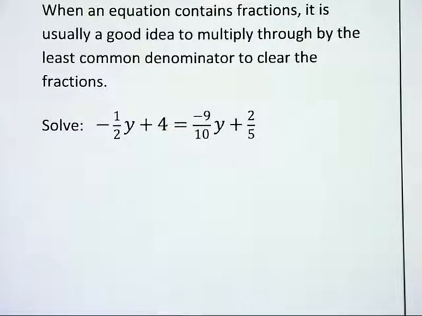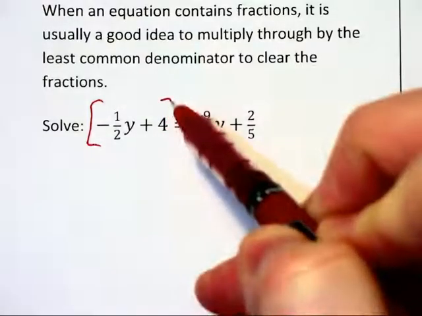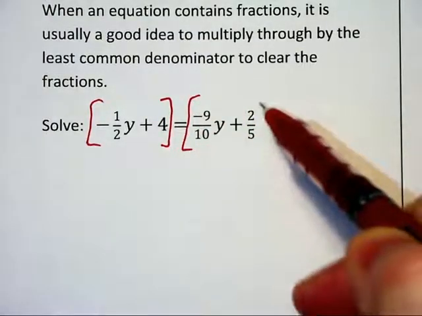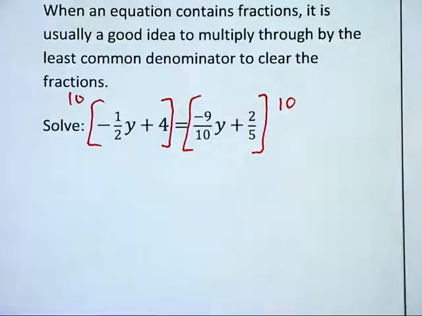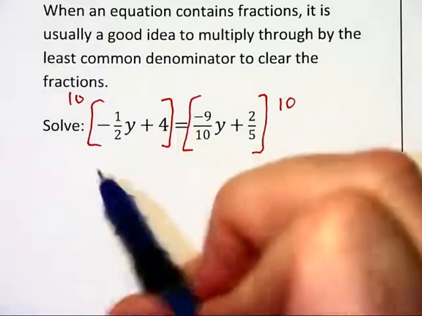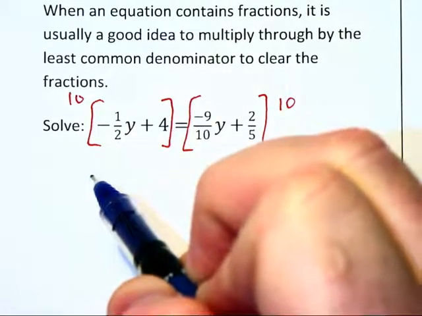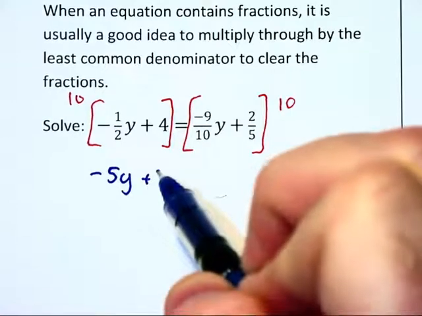Okay, when you have fractions in your equations, clear the fractions off at one step. Let's look at the common denominator of all these fractions, which is 10, and let's multiply through by 10 on each side of the equation. On the left, 10 times negative 1/2 y is negative 5y, and 10 times 4 is 40.